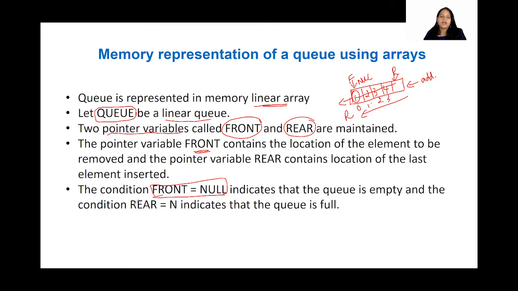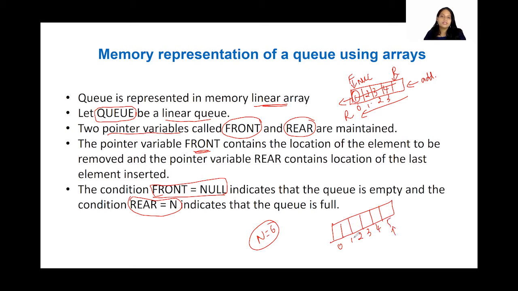Now the another condition, rear is equal to n, indicates that the queue is full. Now what do you mean by that? We know that arrays are always fixed, isn't it? Suppose my n is equal to 6. That means I can have 6 items in my array. So that is 0, 1, 2, 3, 4, 5. This is 5. Why?